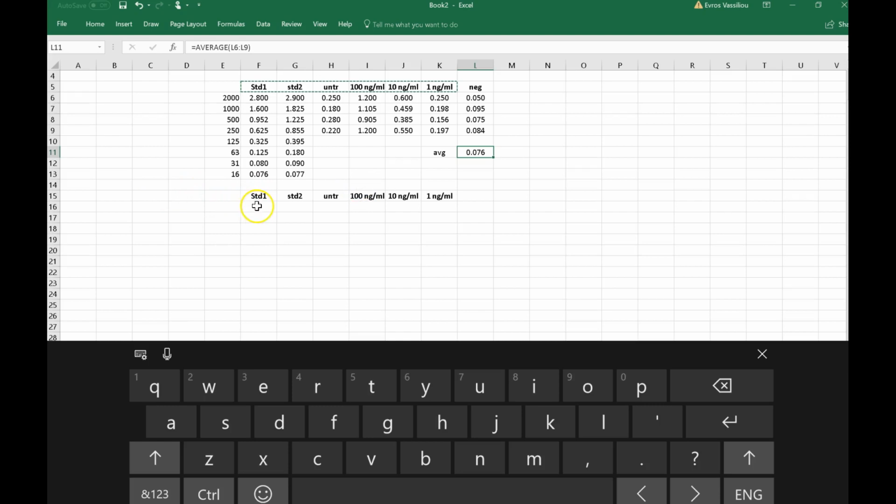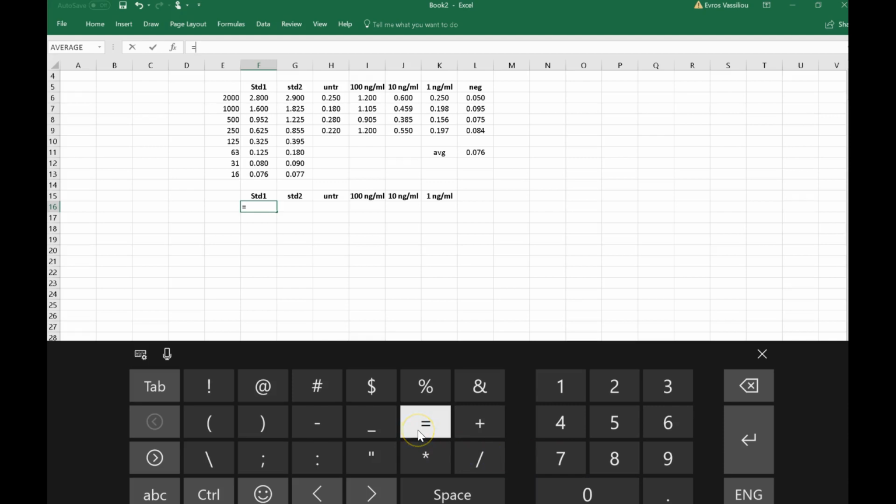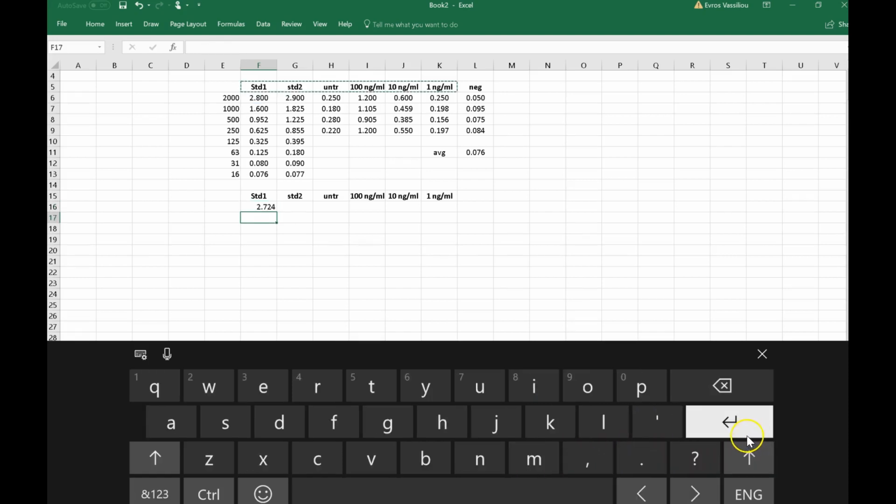Okay? Now, remember, our job is to deduct from all these guys the negative. So, if you click the cell where you want to see the first result, and then you put the equal sign, that tells it basically that it's going to do a calculation. I click on 2.800, but you see how the computer is referencing it as F6. It's saying F6. And then what I would do is say minus my negative, which my negative is 0.076. Enter, and it gave me the answer.